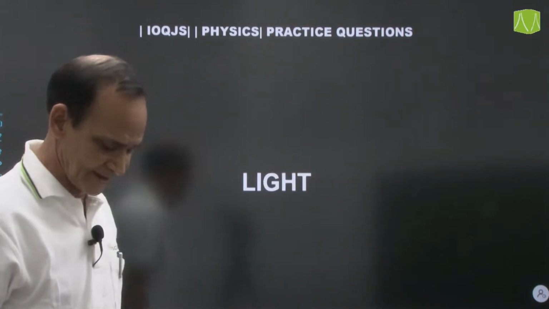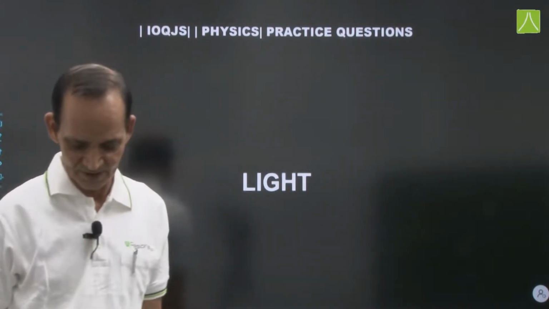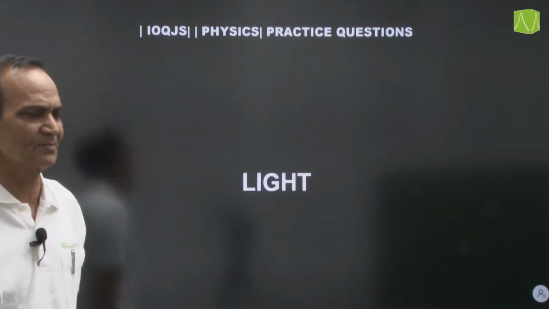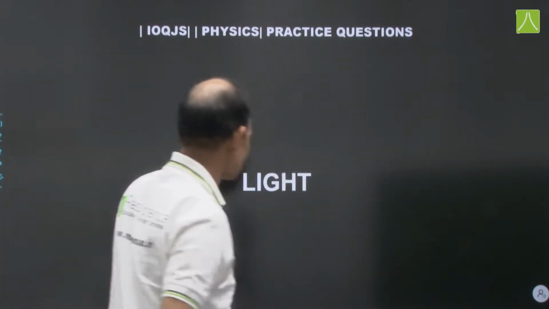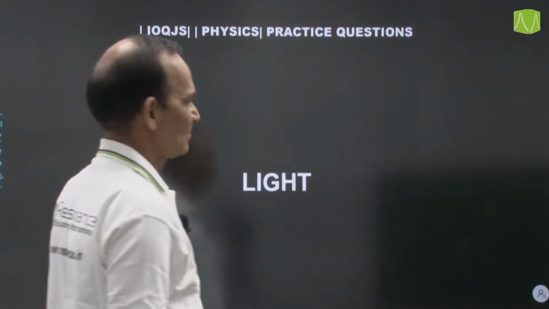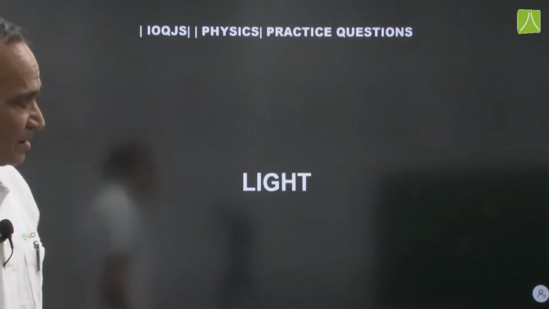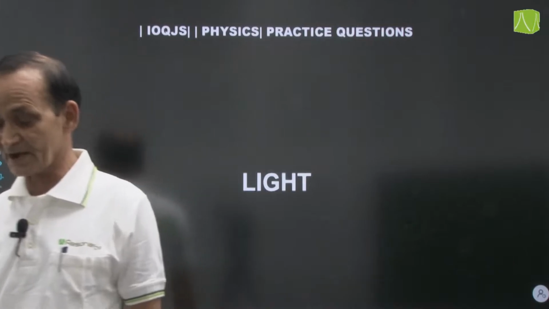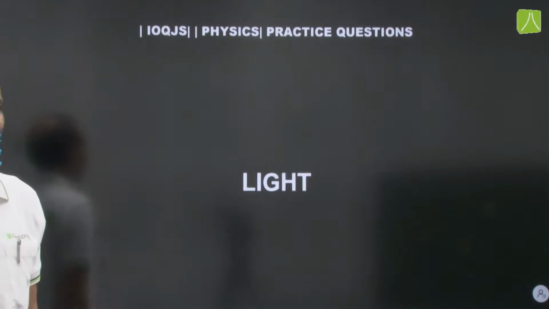So you are advised to focus on light, electricity, kinematics, fluid and heat, the most important chapters for IOQJS. Now next we will discuss light, because it has the most weightage, in the first paper and the second paper both. The second paper will be checked only for those who clear the first paper on the basis of MI and MAS. MI and MAS are the same as in previous years.